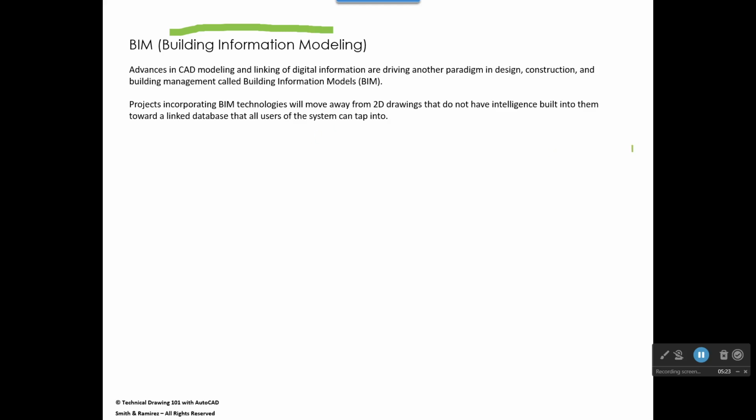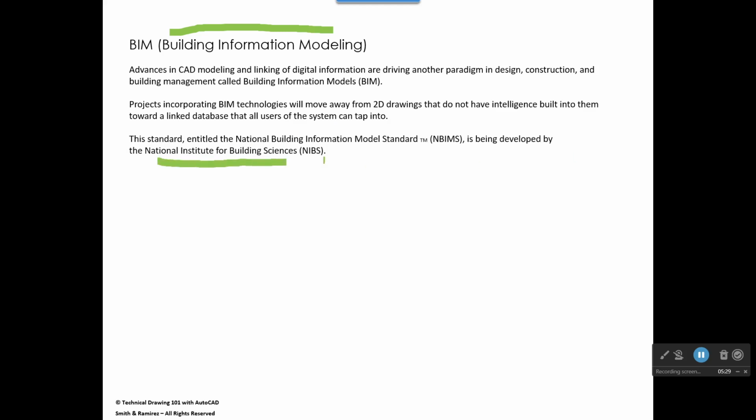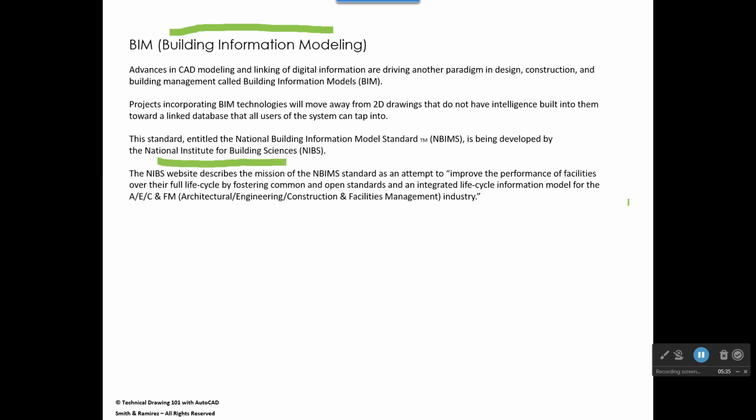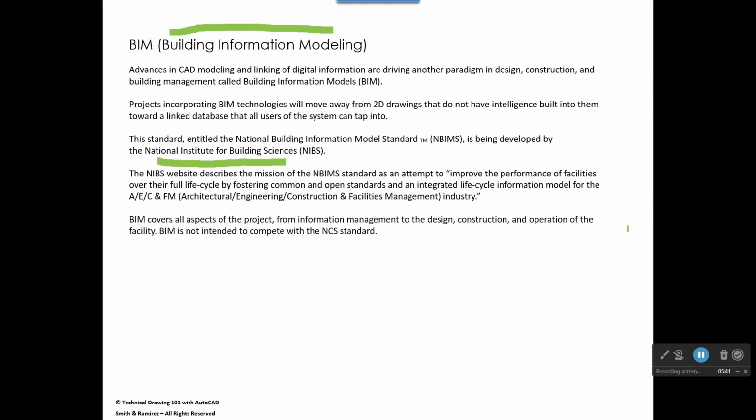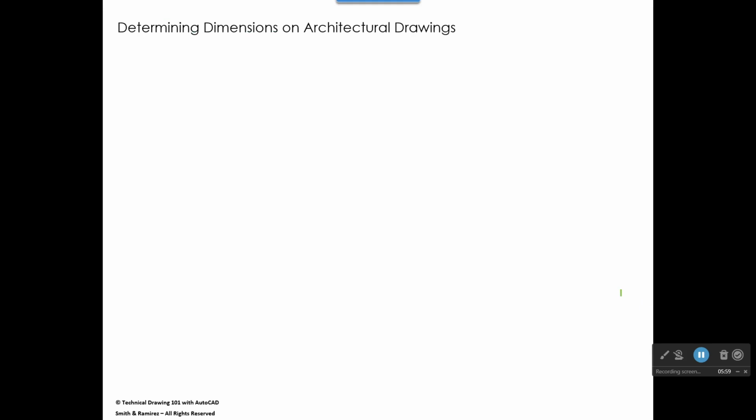BIM is sort of the wave of the future, and there's actually the National Institute for Building Sciences. They are working on standards for a BIM, the movement into BIM. And so you may come across that. AutoCAD is used a lot when we draw two-dimensional drawings that don't have intelligence built into them. Another Autodesk product that's used now is called Revit, and Revit allows you to create buildings that have intelligence, and by that I mean you can actually derive dimensions and things from the database of a Revit model.